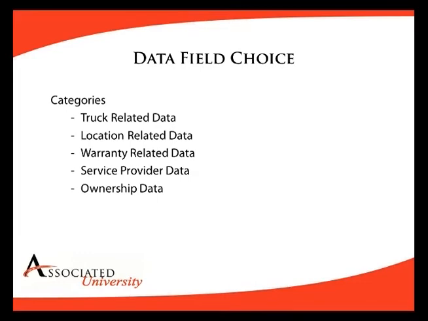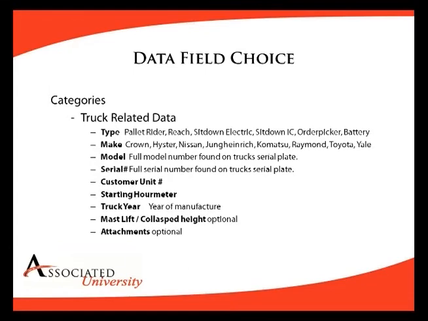Once you choose which software product you're going to use to house your data, you need to choose which fields and categories you're going to put into your asset list. Some suggestions are truck-related data as a category, location-related data for the equipment, warranty-related data, service provider data, and ownership data. Let's take a closer look at the truck-related data.